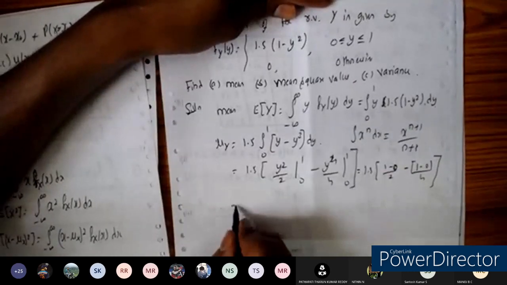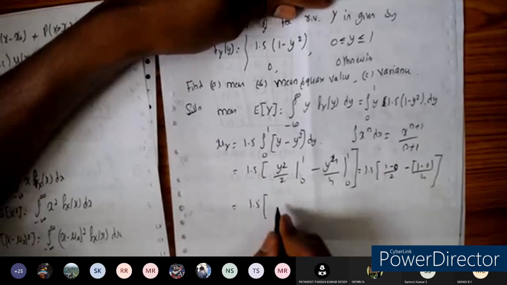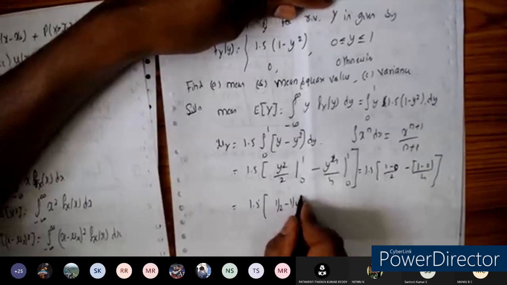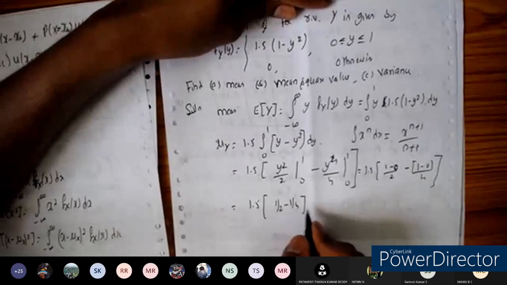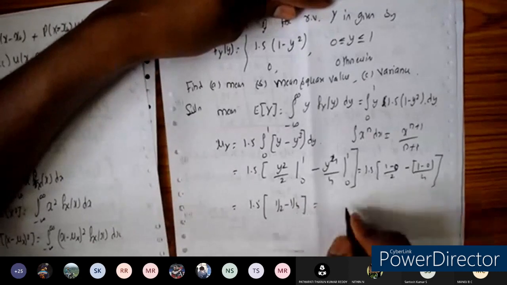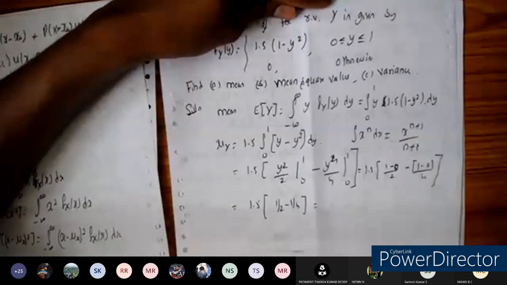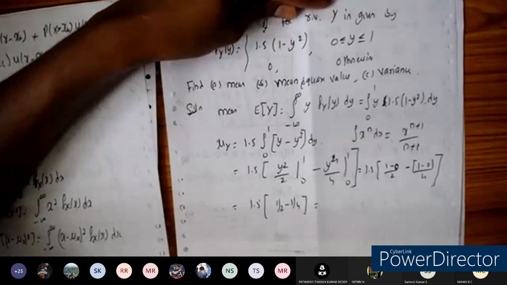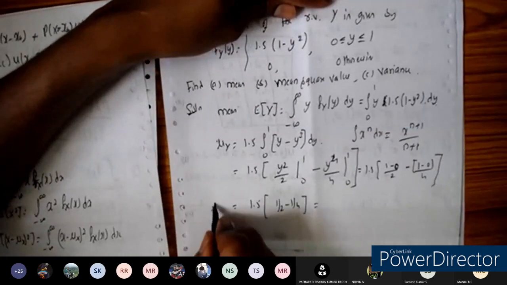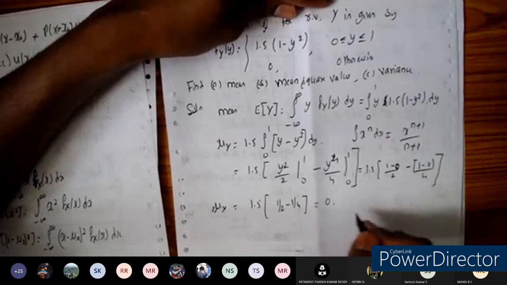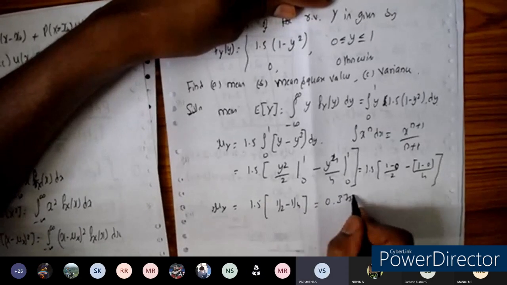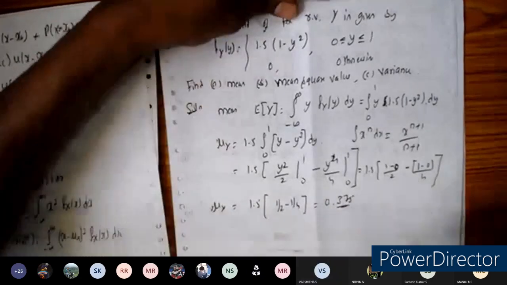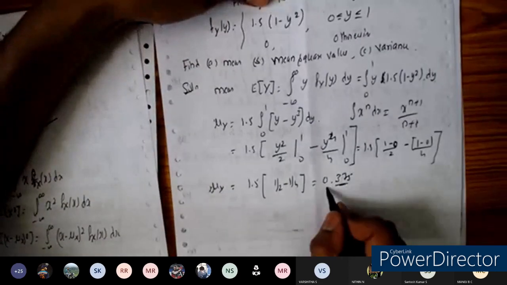So 1 by 2. The answer is 1.5 into 1 by 2 minus 1 by 4. So 1 by 2 minus 1 by 4 is 1 by 4 only. So 1 by 4 multiplied by 1.5, how much will we get here? How much will be the answer? 0.375. Very good. So 0.375 is the mean we'll get here.